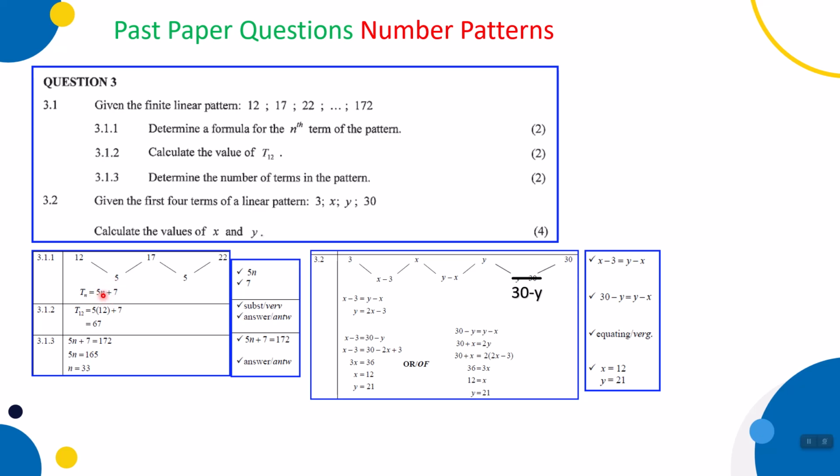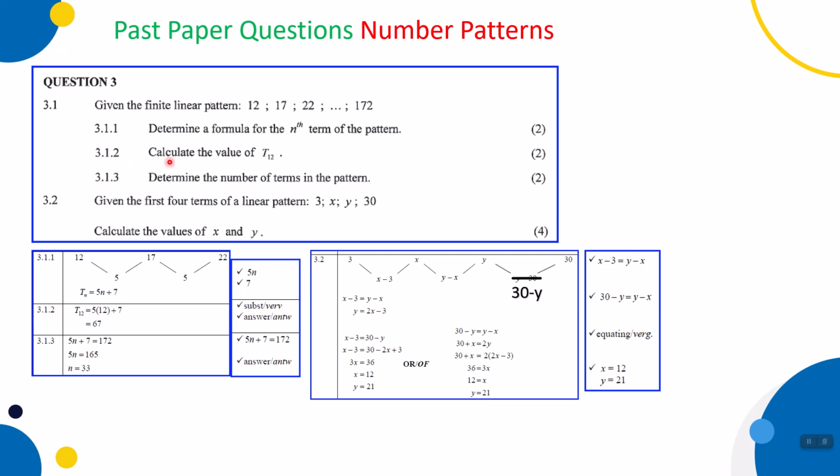Now if I substitute a 1 in for n, it's 5 times 1, that is 5. But the question is, what must I do to get to the 12 still? We need to add 7. So now we know that Tn is equal to 5n plus 7. You're going to get a mark there for the 5n, and a mark there for your 7.